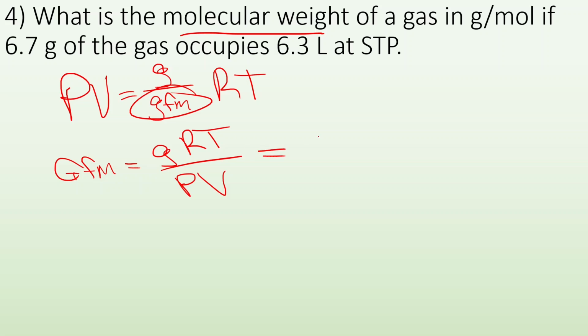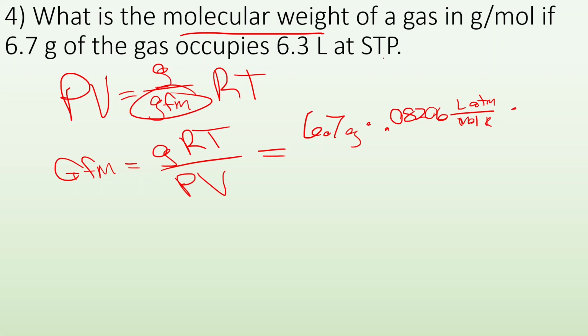So now I can plug and chug. It says 6.7 grams times R. I get to take my pick, and I like atmospheres, so I'm going to use 0.08206 liter atmospheres over mole Kelvin for my R, times my temperature.